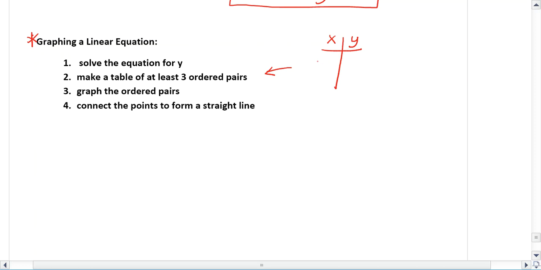Don't pick negative 192. Some people pick x to be like 0, 1, and 2, or something like that, or negative 1, 0, 1. You get to pick these and do at least 3 ordered pairs so that we make sure we have the 3 of them lining up for a straight line. Next, you graph them, and if there's no limit on the domain, you do connect the dots to form a straight line.